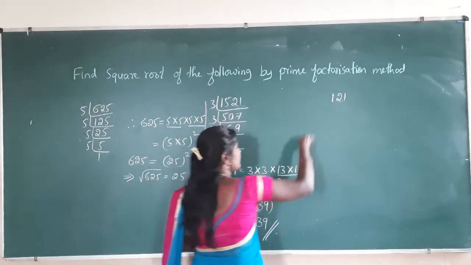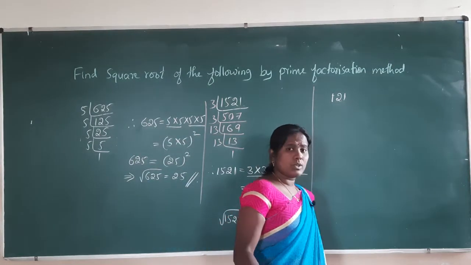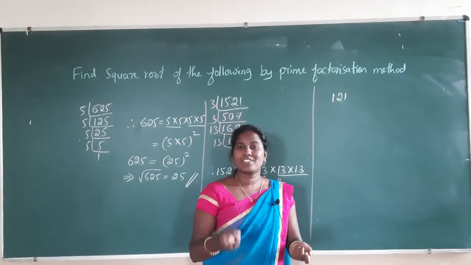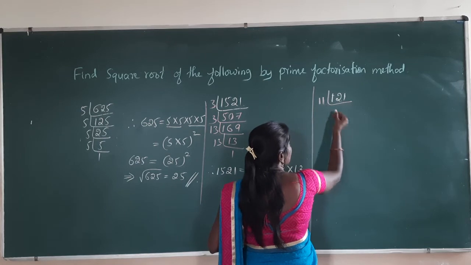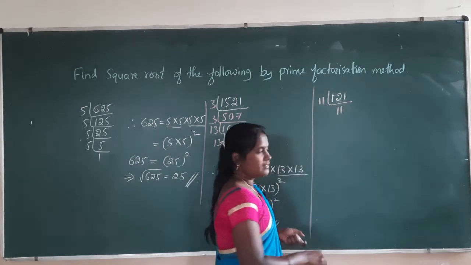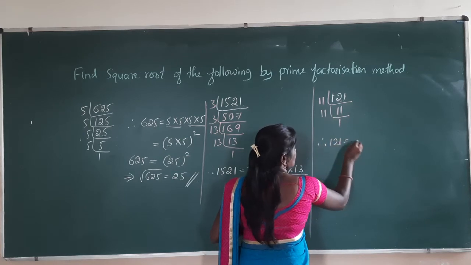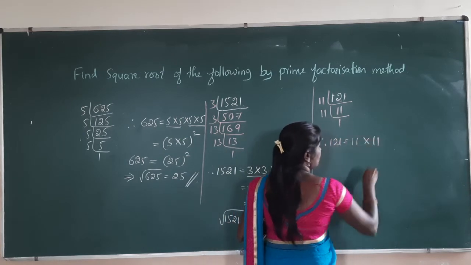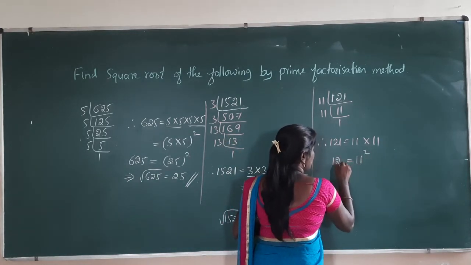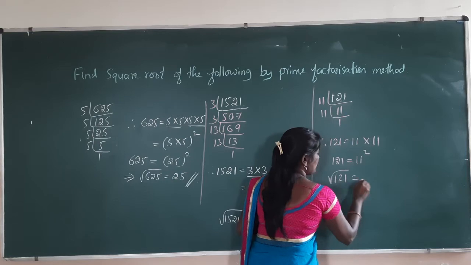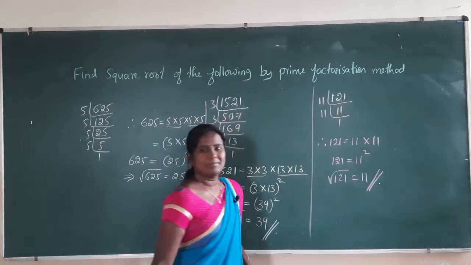Yes, it's easy. Then we will go for the next one, that is 121. What is the square root of 121 then? Yes, of course it is 11. Okay, so directly it is 11. 11 elevens are 121, therefore 121 is equal to 11 into 11, already it's paired. So 11 square is equal to 121, that implies the square root of 121 is equal to 11.